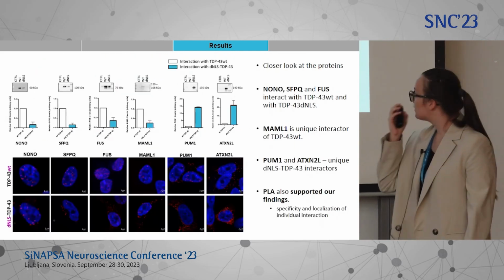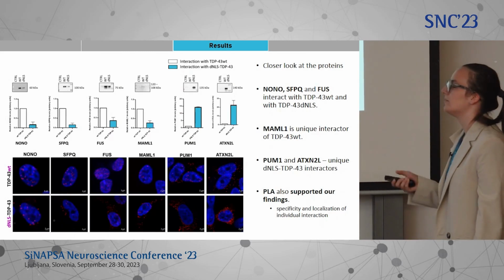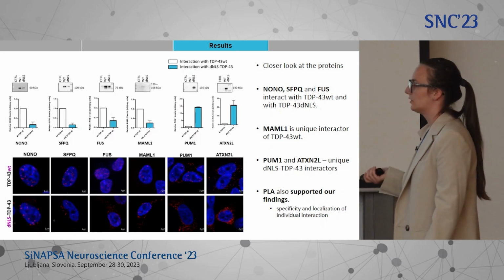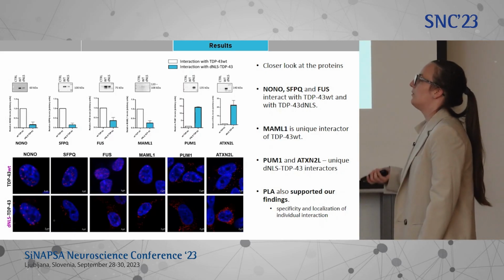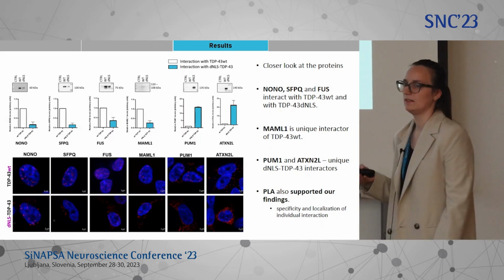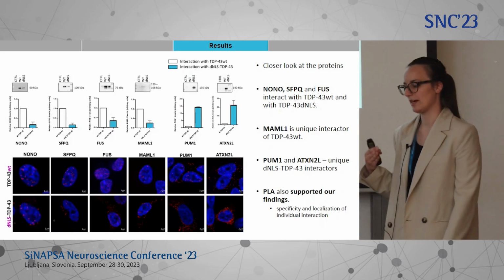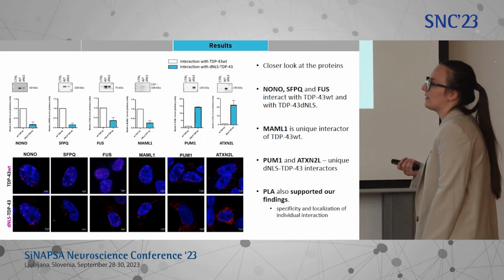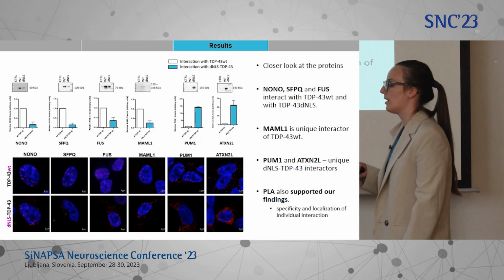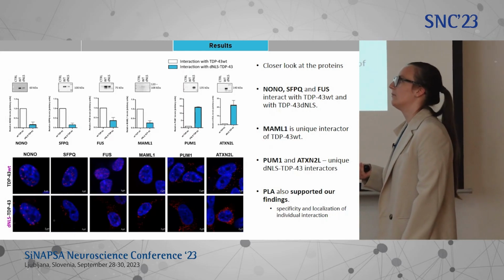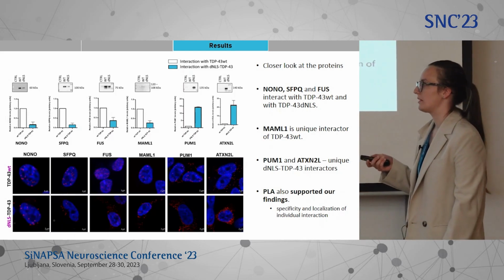Now we will take a closer look at the proteins. From this extensive list, we chose 6 proteins for further validation. First, NONO, SFPQ, and FUS. We already expected that these 3 proteins would be interaction partners of wild-type TDP-43. But what we actually observed was that these 3 proteins also, to some extent, interacted with delta NLS TDP-43. This is really interesting.